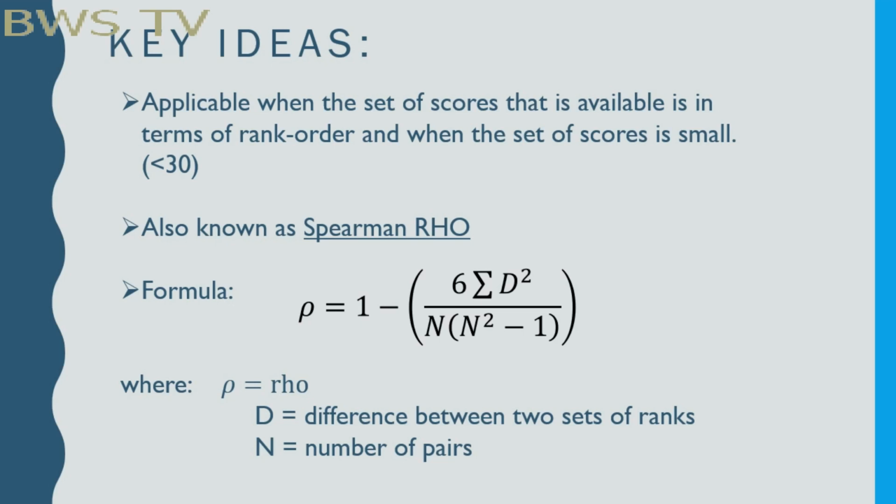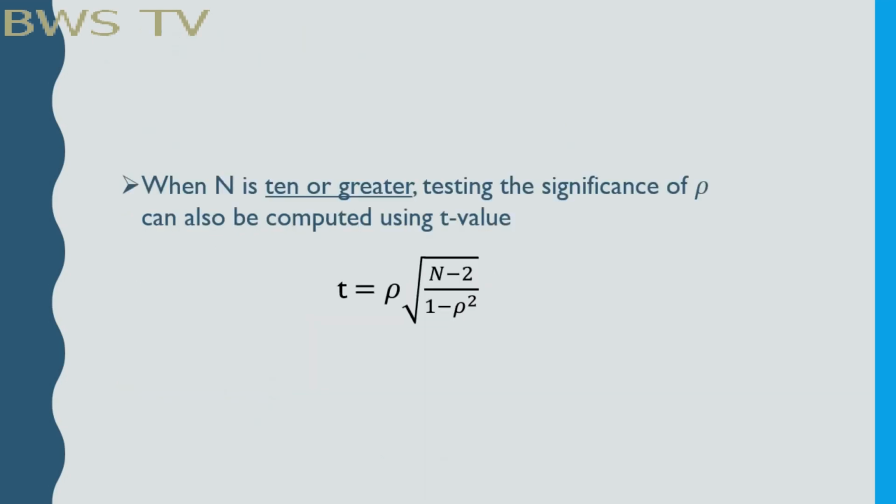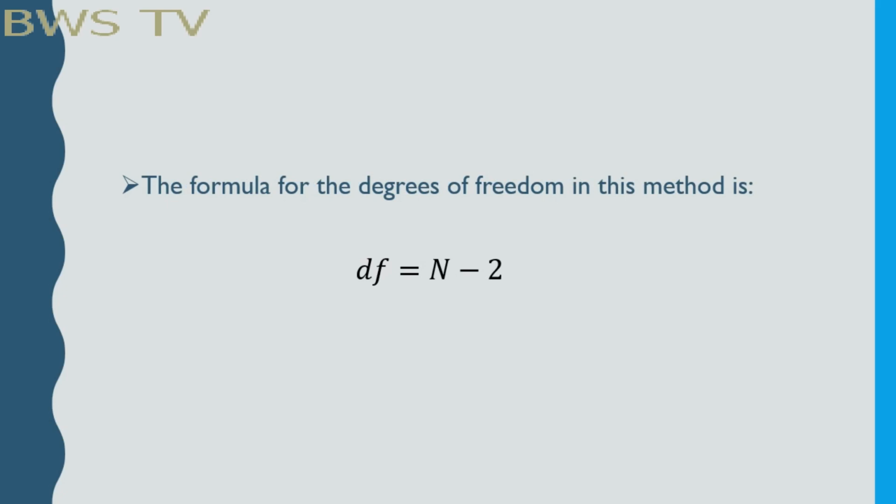The formula for the Spearman rho is 1 minus 6 summation of d squared over n multiplied by n squared minus 1. Here are the things to remember. When n is 10 or greater, testing the significance of ρ can also be computed using t-value. The formula for the t-value is ρ multiplied by the square root of n minus 2 over 1 minus ρ squared. The formula for the degrees of freedom in this method is n minus 2.